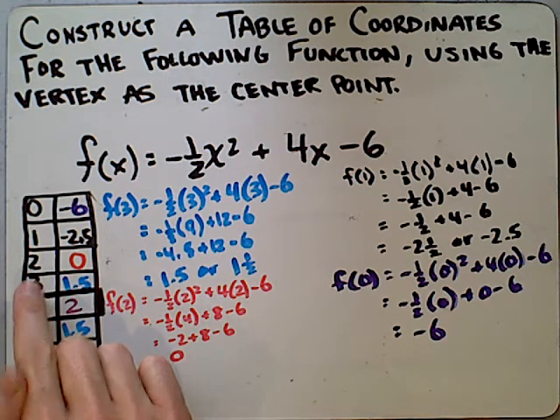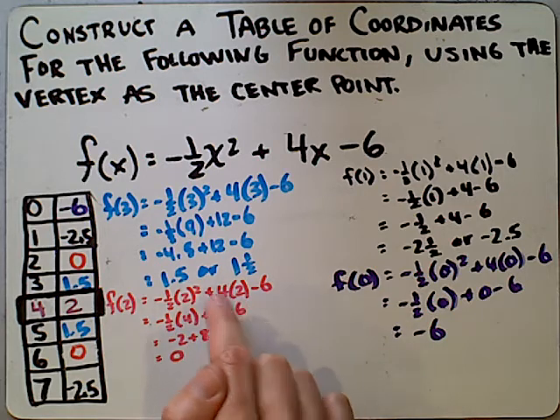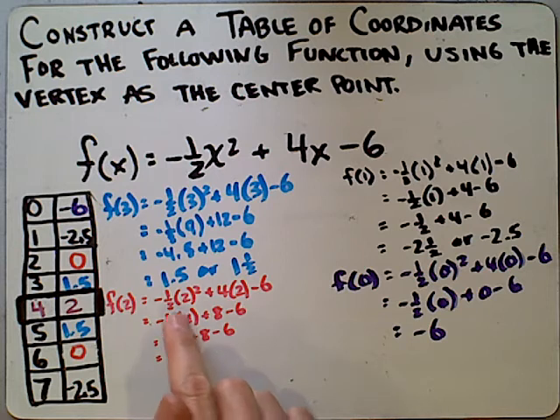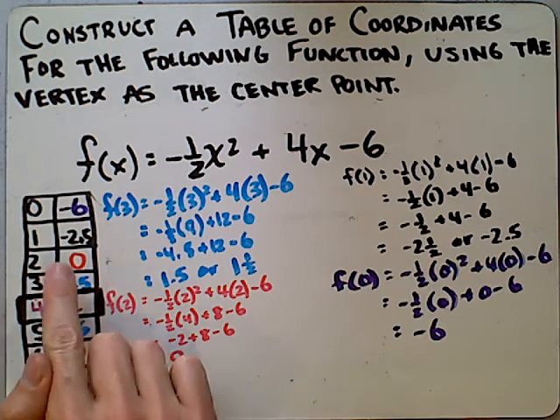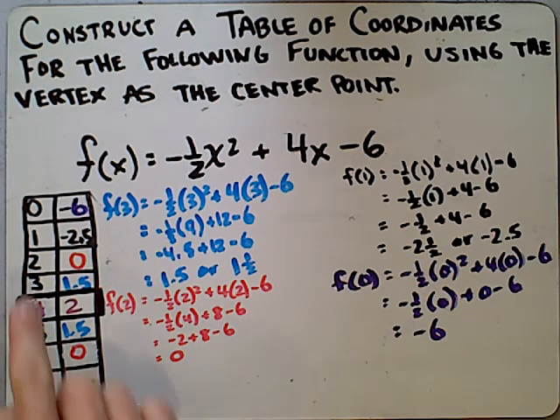If I plug in 2 for x, as I did down here in red, you square the 2, and you'll eventually multiply the 2 by this 4 as well. Here the work is shown for that. You'll simplify this further, and you'll get down to a 0 value there. That means the coordinate 2, 0 exists on the parabola. Keep going up this table.